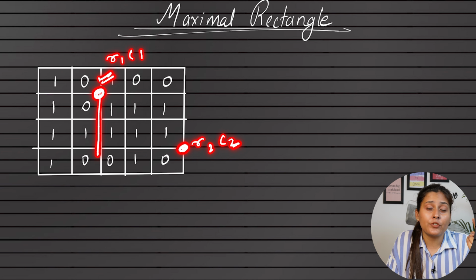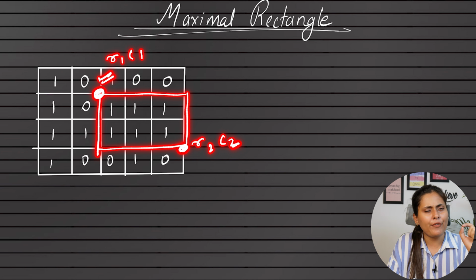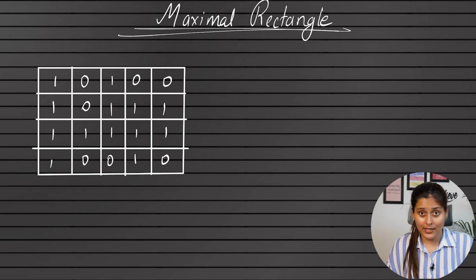Now the second condition which I have to check is whether every number inside this is 1 or not. If any such number is 0, I can say it is not a valid rectangle, and if every element is 1, I can say it is a rectangle. So for the brute force code, it's somewhat clear, right? We are getting a clear picture.